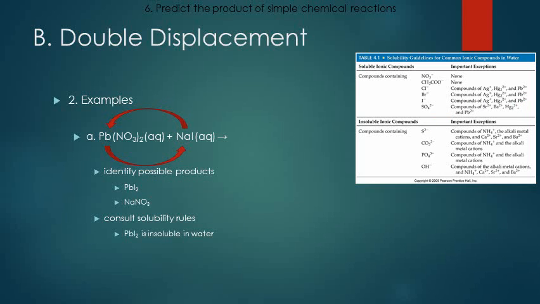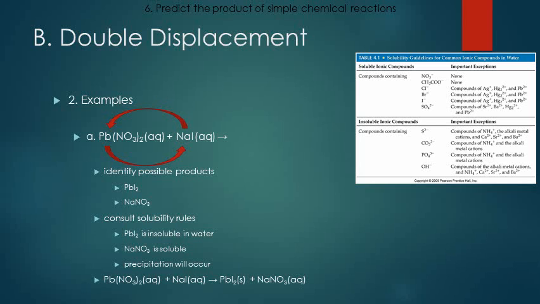PbI2 is insoluble. I do the same thing for the sodium nitrate. Nitrates are also listed up here as soluble compounds. There are no exceptions, so sodium nitrate is in fact soluble. So what this tells us is a precipitation reaction will occur. The PbI2 will not be dissolved in water. It is not soluble, so it will precipitate out as a solid.